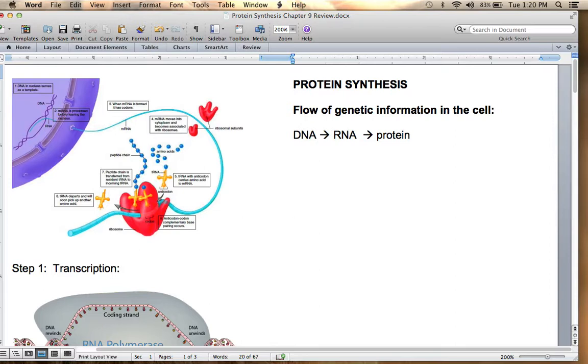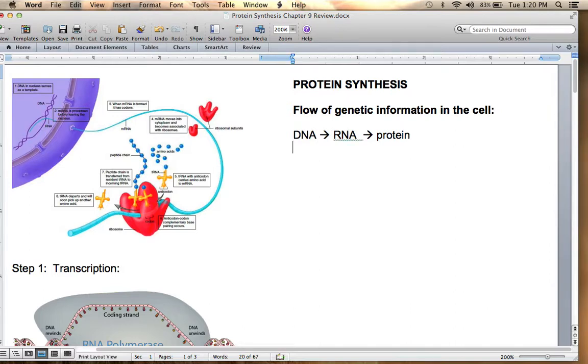But that particular index card or piece of paper would be similar to the RNA molecule, because you're going to take that out into the actual process to make the protein. And then the protein would be analogous to your final product. So if it's a recipe for a chocolate cake, then the chocolate cake would be similar to the protein.